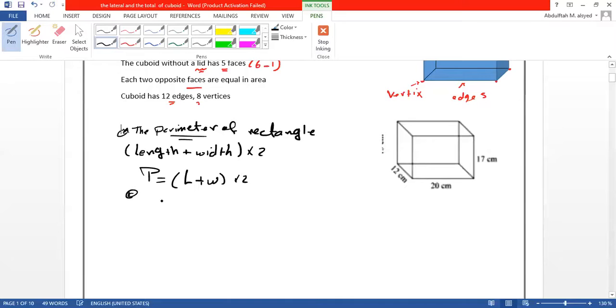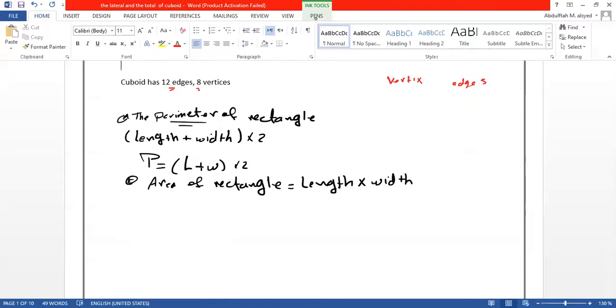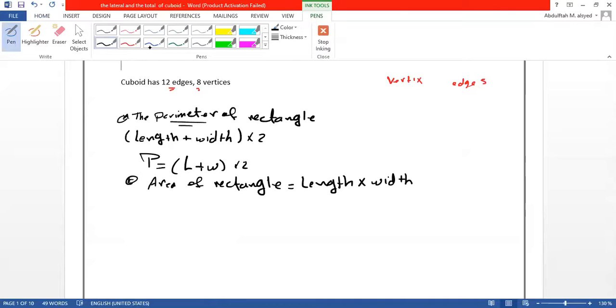Also, we will use the area of rectangle. Area of rectangle equals length times width. Okay, the lateral and total area of cuboid.